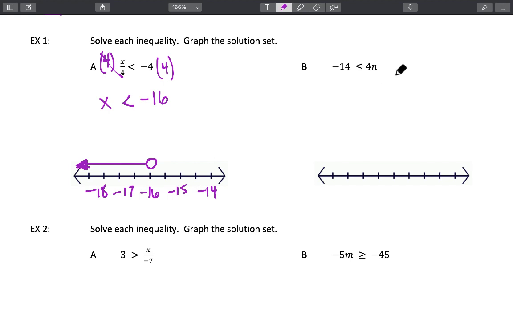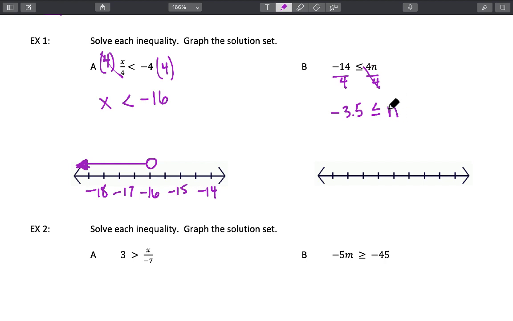Alright, example 1b, we've got negative 14 is less than or equal to 4n. So we're going to divide both sides by 4 to get n by itself. Negative 14 divided by 4 is negative 3.5. And that's going to stay less than or equal to n. Again, I'm only dividing by a positive number, so the direction of my inequality does not change.